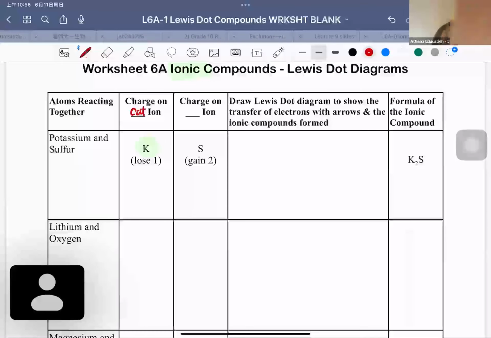So cations are positively charged, and non-metals always become anions, which are negatively charged. Potassium loses one electron and becomes a positive 1 charge. Sulfur is in group 16, the one below oxygen. Potassium is in group 1. So potassium is 1 positive, sulfur is 2 negative.